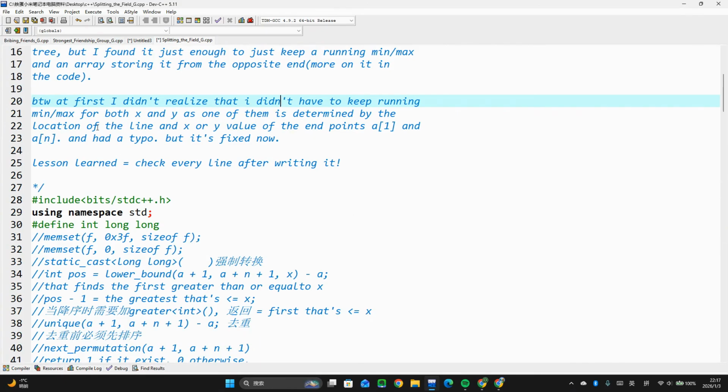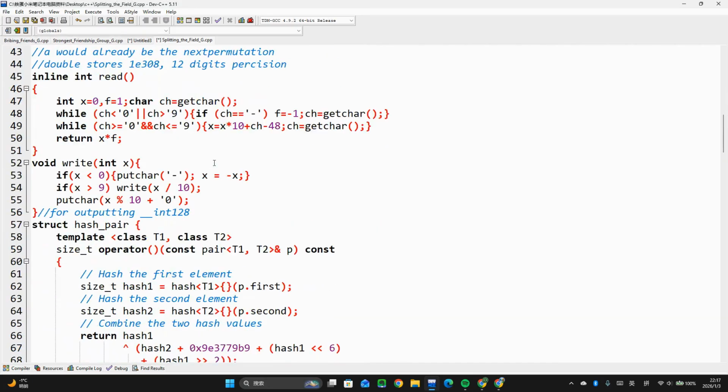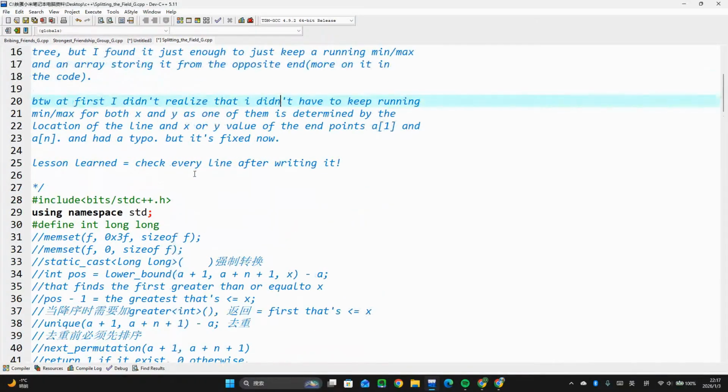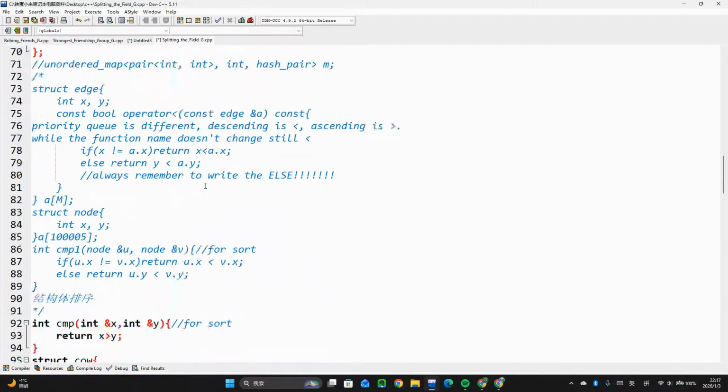Yeah, and I also didn't realize that we need to keep min and max for both x and y, as one of them is determined by the location of the line in x or y value for the endpoints a1 and an, and that had a typo. Also, I end up never doing that, in fact.